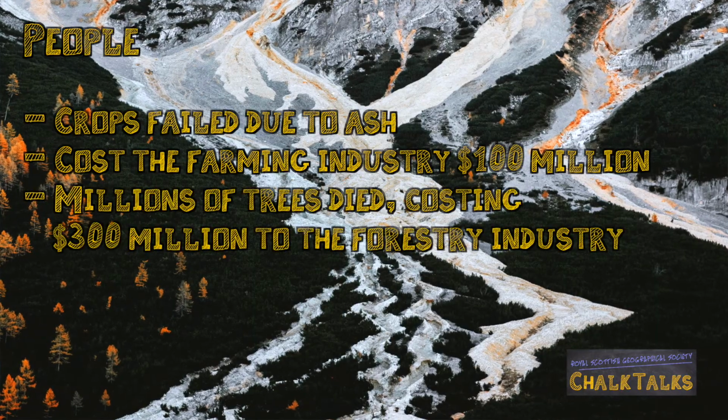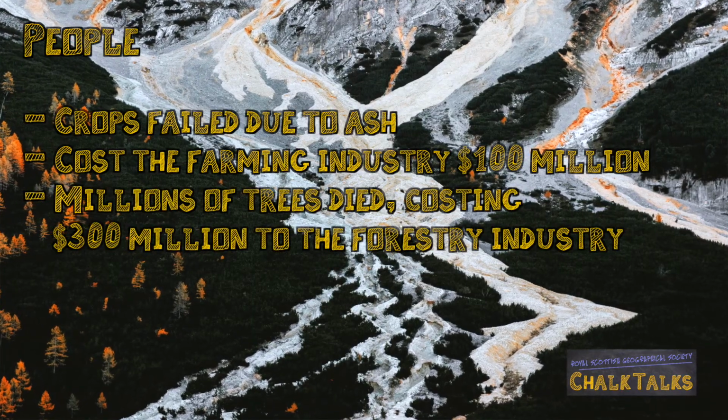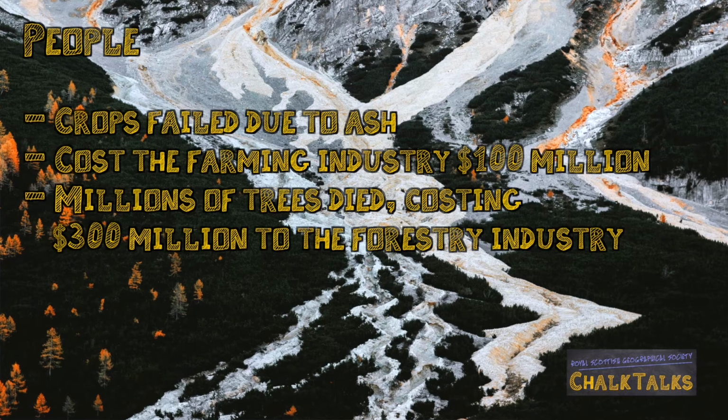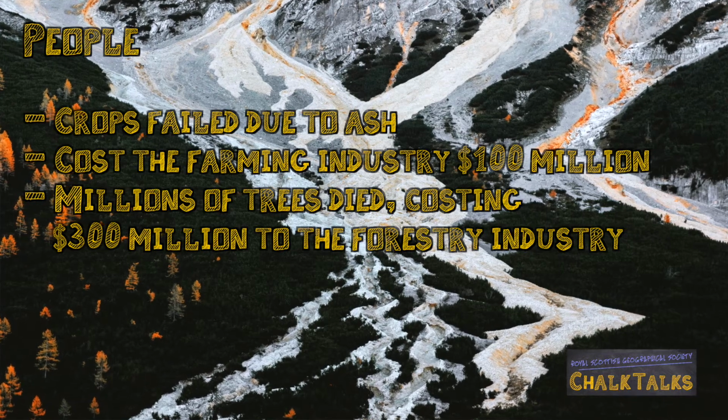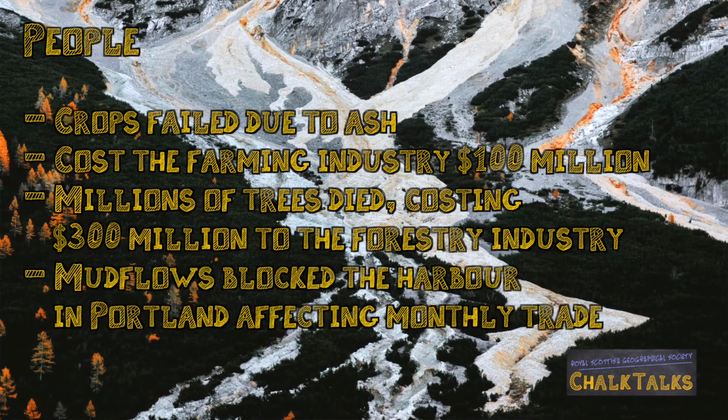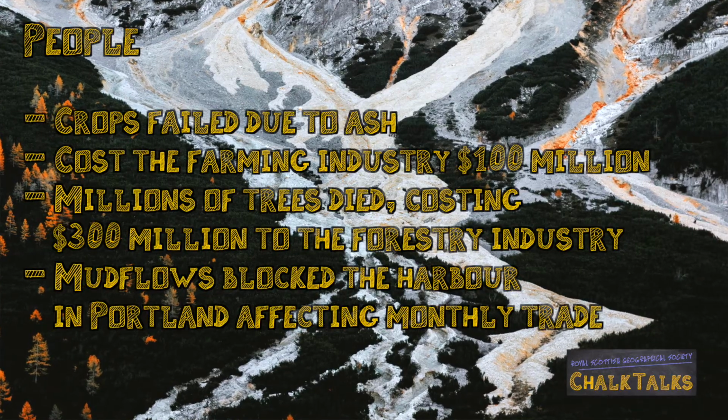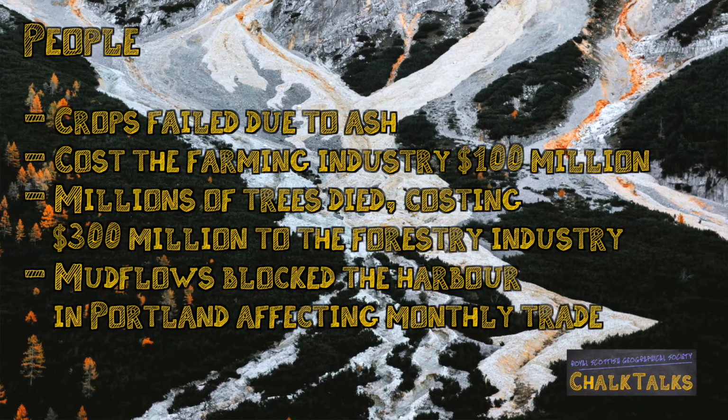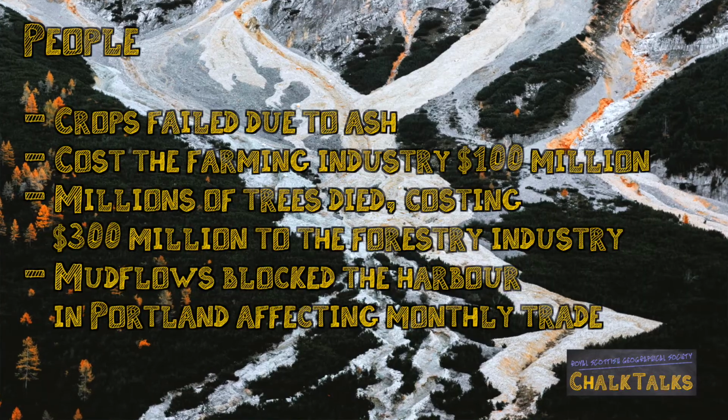Similarly, millions of trees were lost, especially on the slopes of Mount St. Helens itself, which cost the forestry industry $300 million. And mud flows also clogged up the harbour in Portland, Oregon, costing $3 million per month in lost trade.